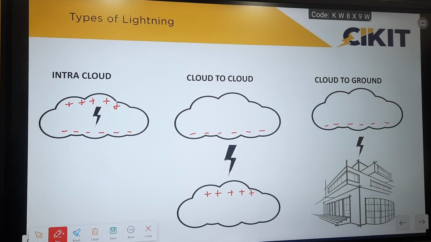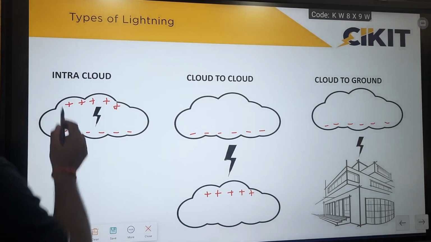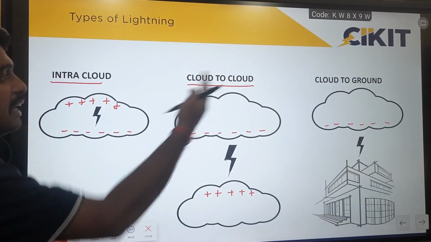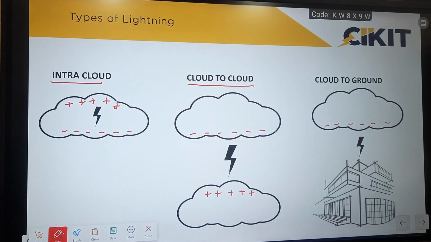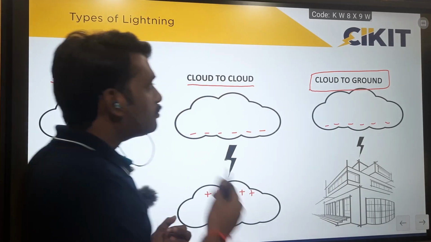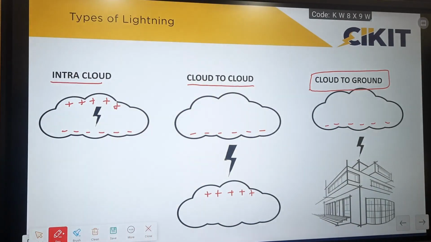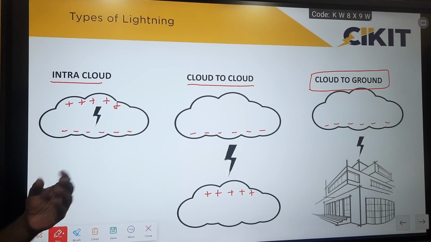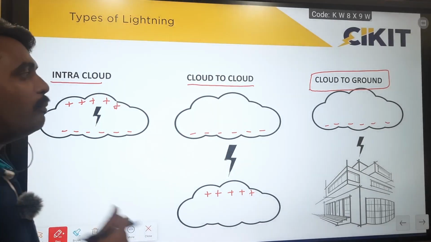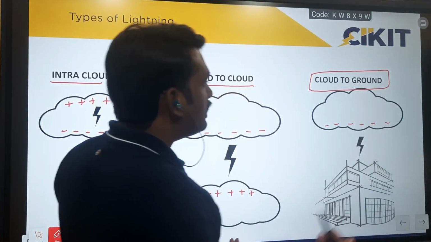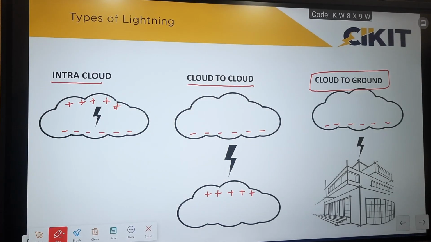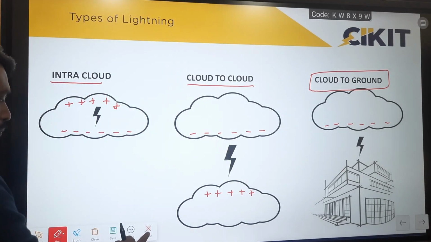In general, if you take the quantity of lightning, the number of inter-cloud and intra-cloud lightning strikes is much higher than cloud to ground lightning. But we consider protection for cloud to ground lightning alone, because that lightning causes damage to physical structures, causes injuries to human beings, and results in failure of electronic equipment. So we consider only cloud to ground lightning, but the number of strikes due to intra-cloud and inter-cloud lightning is much higher.